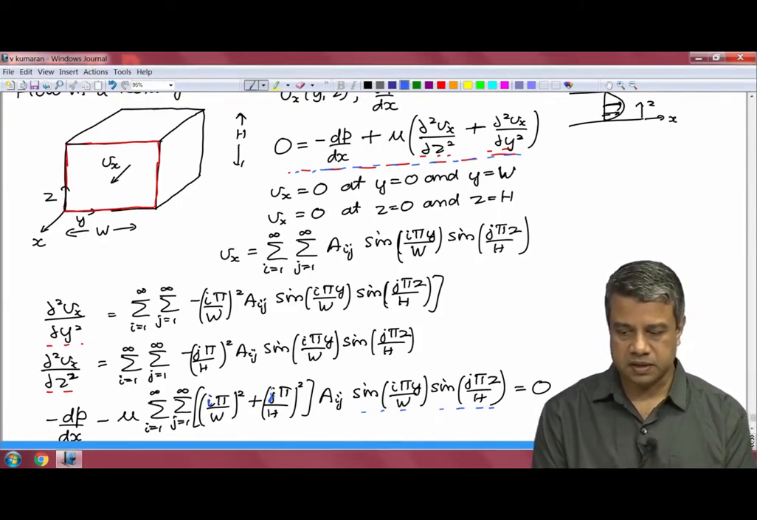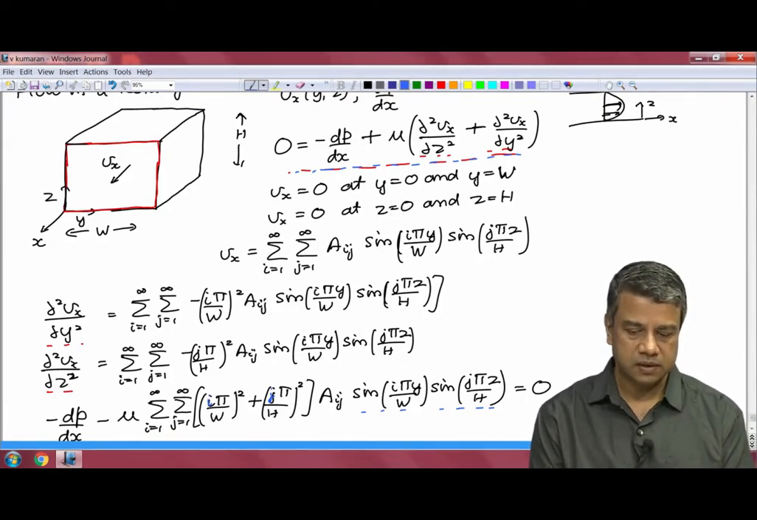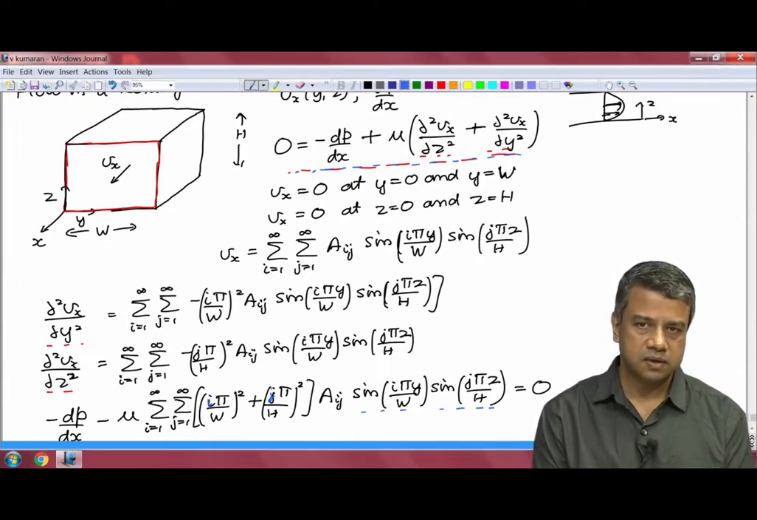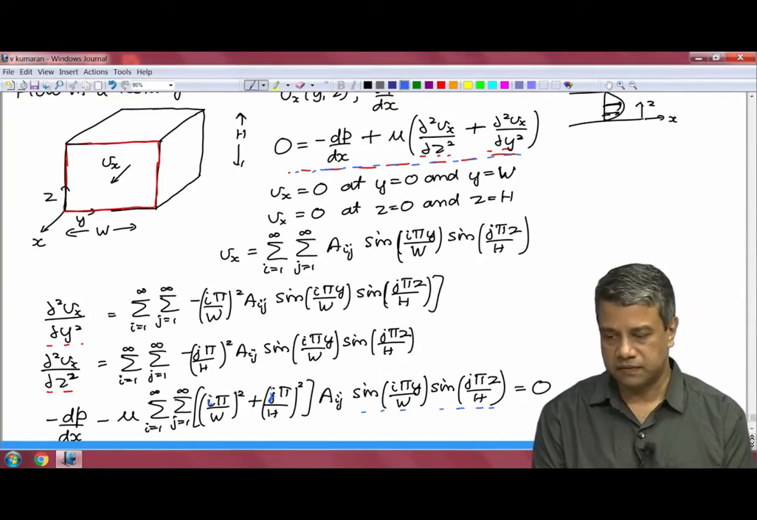With boundary conditions, Vx is equal to 0 at y is equal to 0 and y is equal to w, that is, the velocity is equal to 0 at the two vertical walls, and at z is equal to 0 and z equals h, the two horizontal walls. At both of these, the velocity is equal to 0.